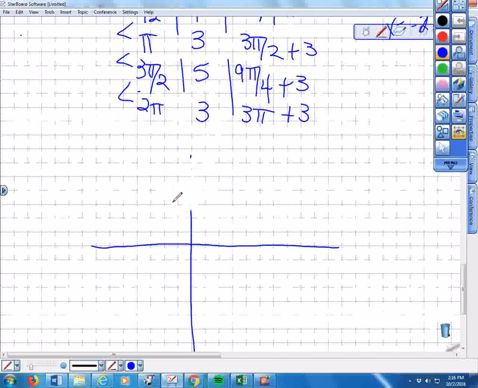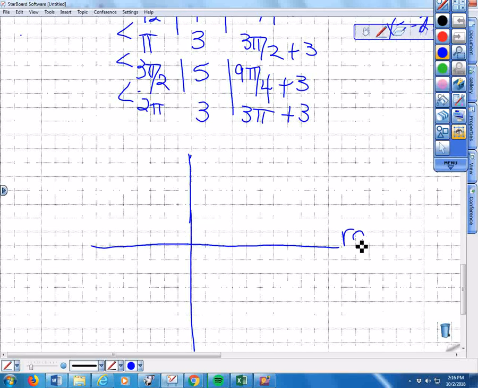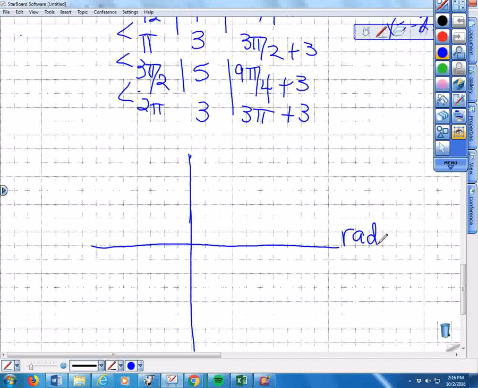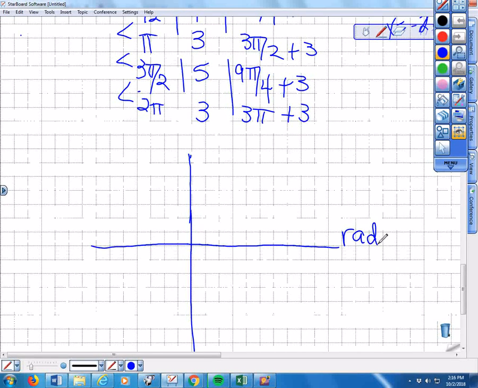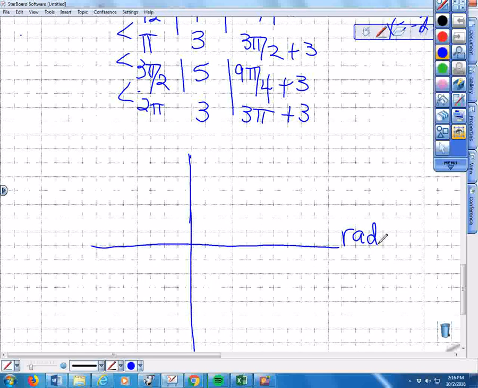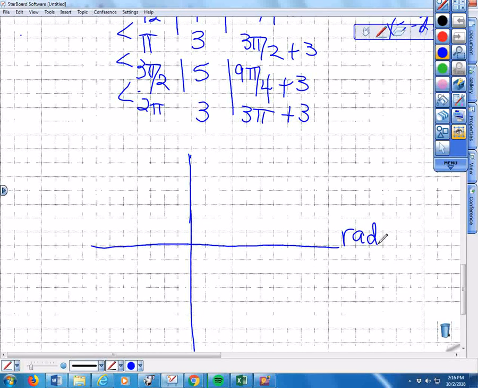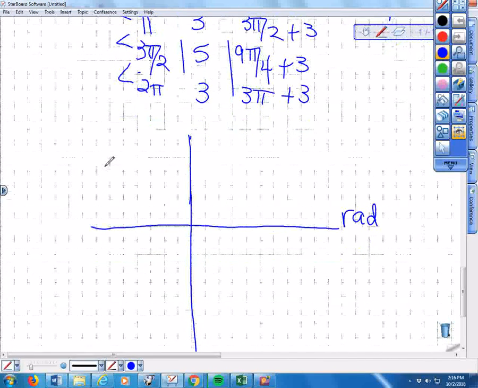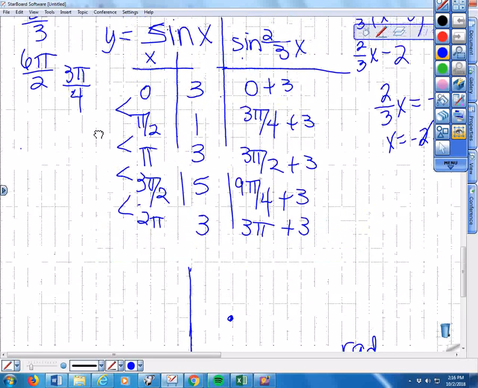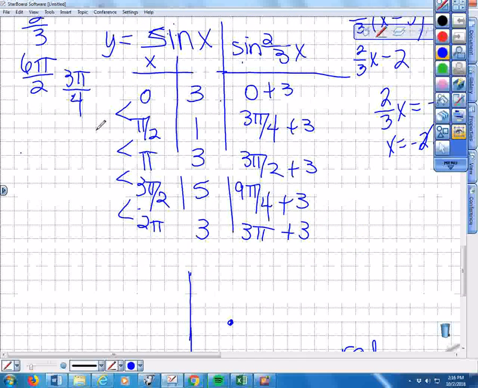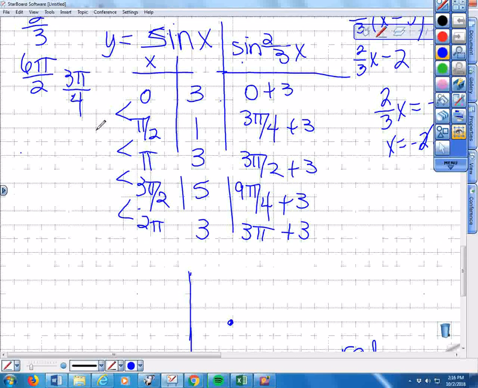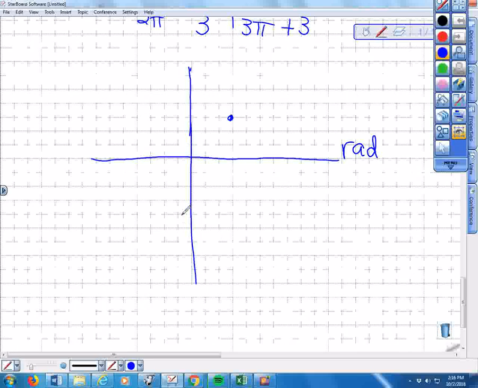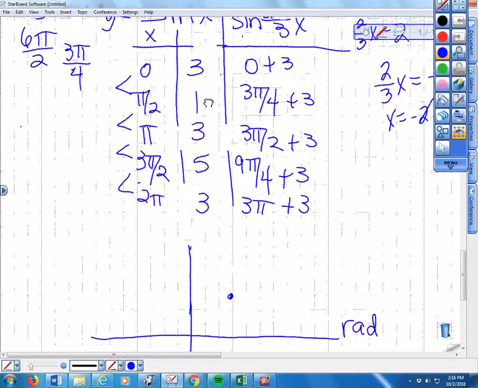So let's make this, it's easier if it's in degrees, I think. But I'll just make this a decimal. So 3 radians, and my y value is 3. My second point is going to be 3 pi over 4 plus 3 radians, which is 5.35 radians. So 3, 4, 5, a little more, and my value is 1.